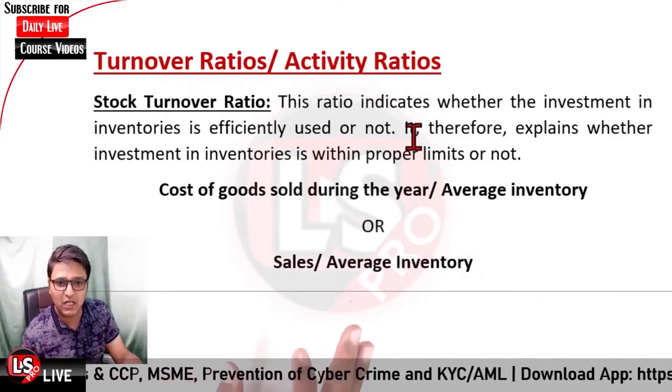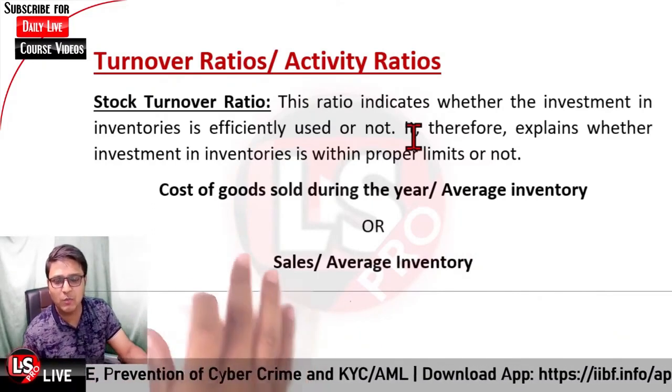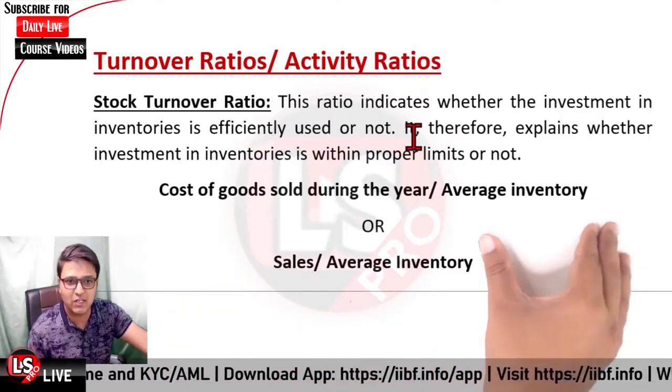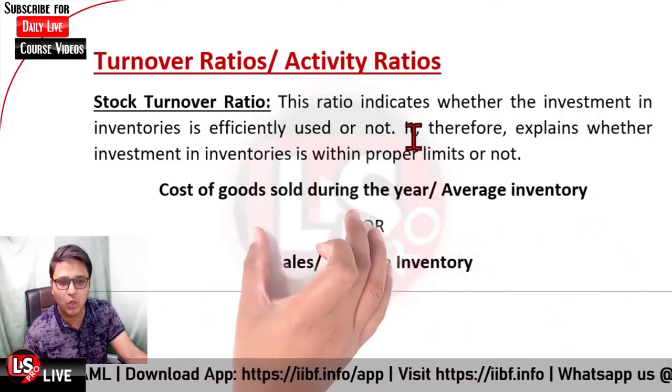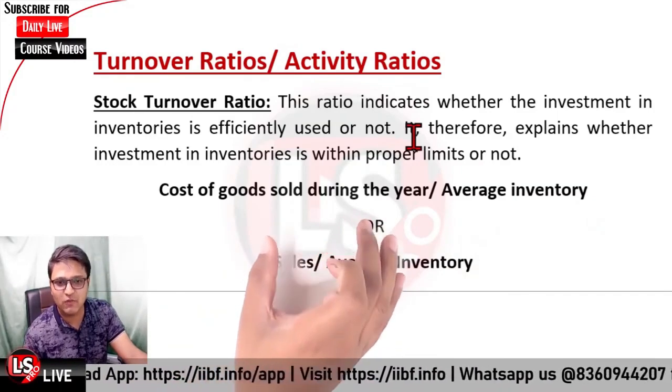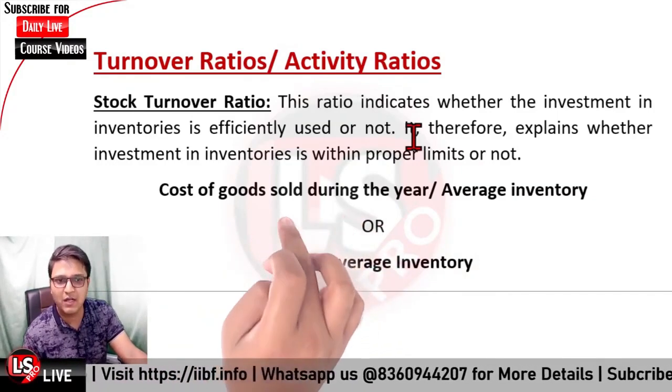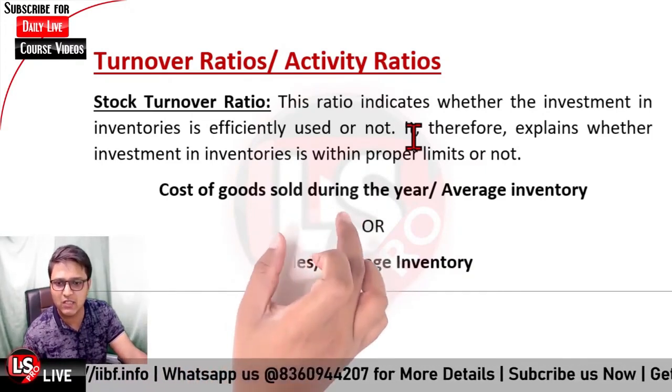Now what is average inventory? Average inventory is basically the opening stock plus closing stock divided by 2. That is your average inventory. And what is cost of goods sold? If you remember the formula that we have already covered, it is basically from the trading account.